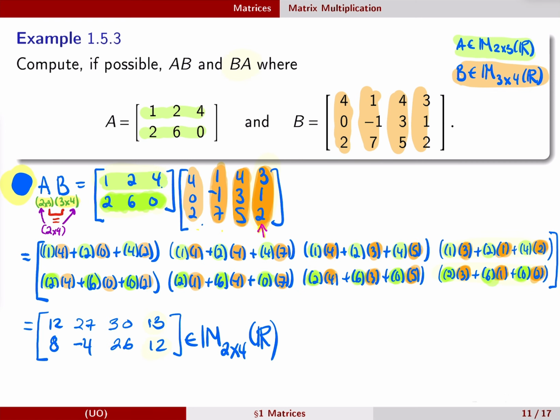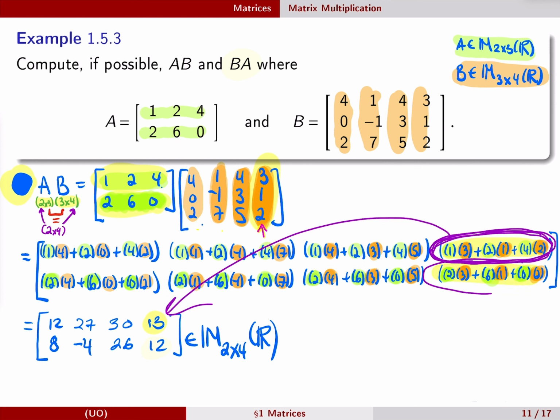Okay, so now 3, 1, 2 is falling down on the first and the second row of A. So if you do the first row first, you're going to get 1 times 3 plus 2 times 1 plus 4 times 2, which will add up to 13. And then for the second row, it's 2 times 3 plus 6 times 1 plus 0 times 2. And you can double check that this gives you a nice 12.